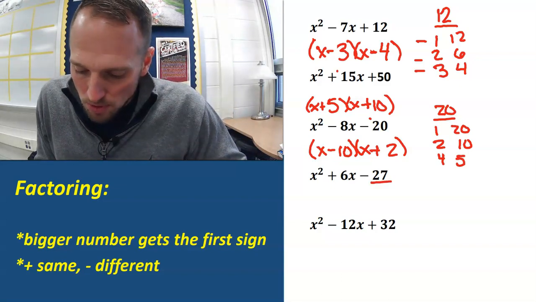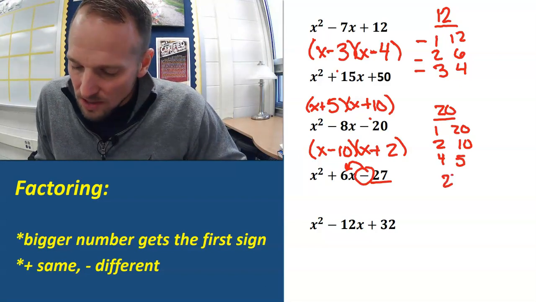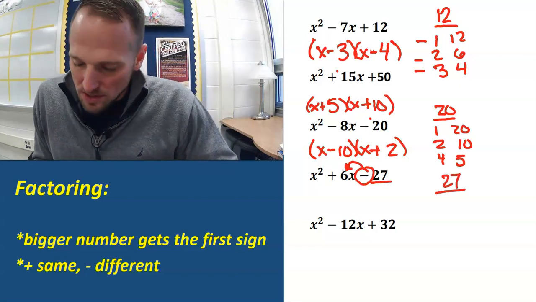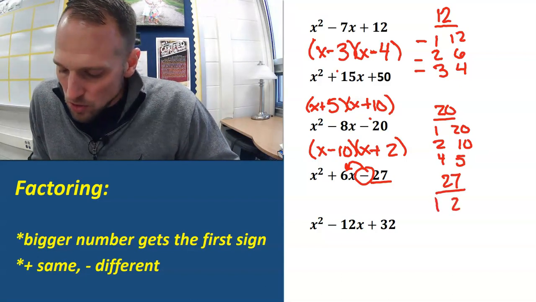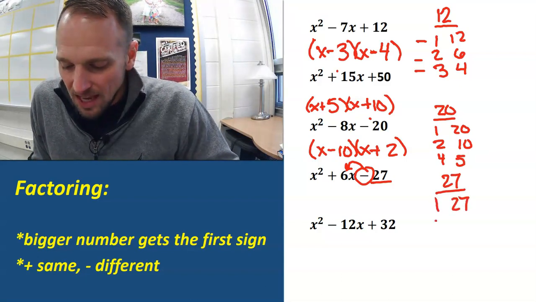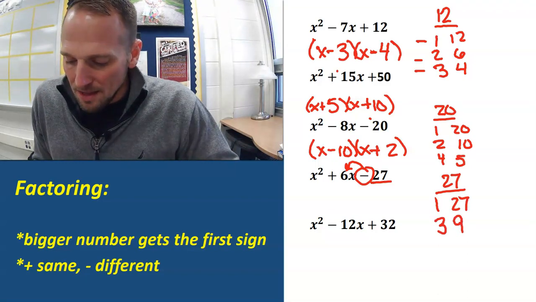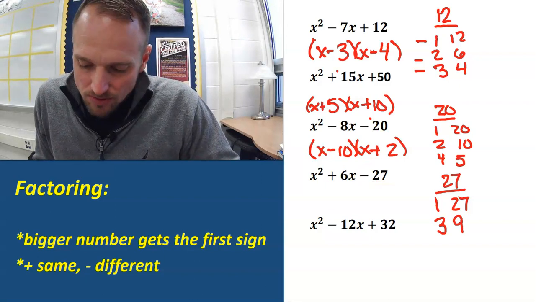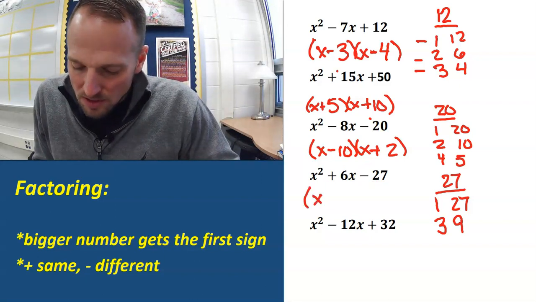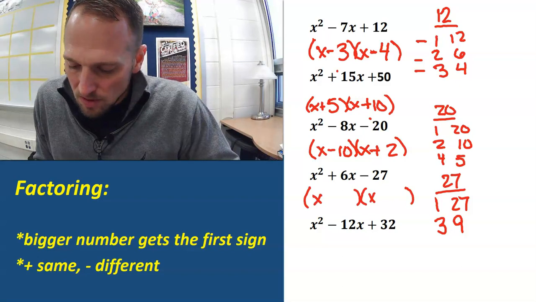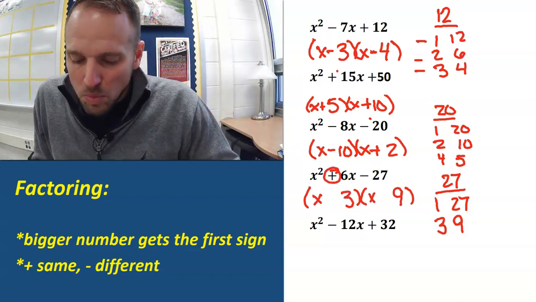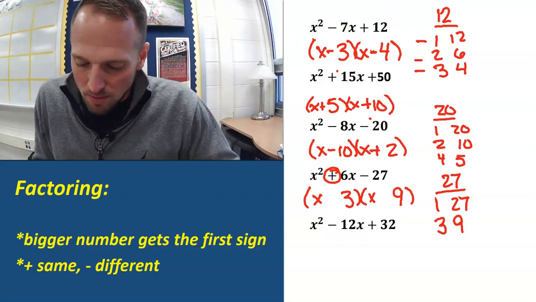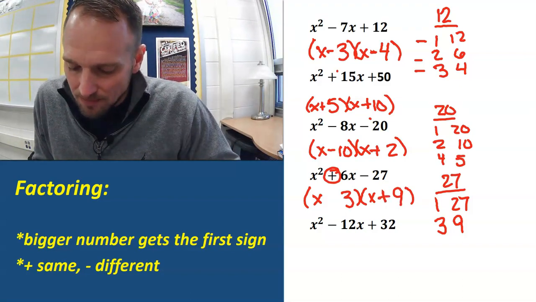Next one multiplies to get 27 and subtracts to get 6. So let's think about it. What can we multiply to get 27? Well, that would be 1 and 27 and 3 times 9. And those are our only options. So let's put these in. 3 and 9, any order. Bigger number always gets that first sign. So that plus is always going to go with that 9.